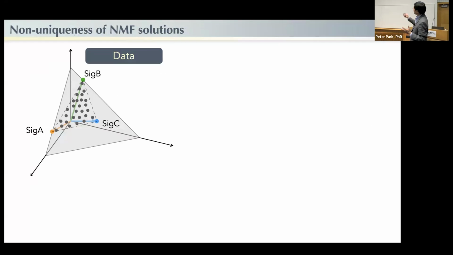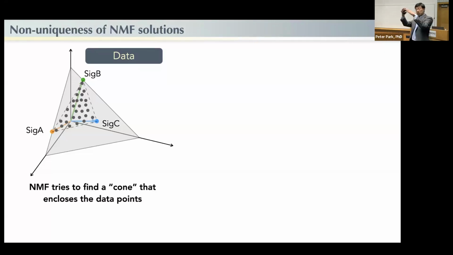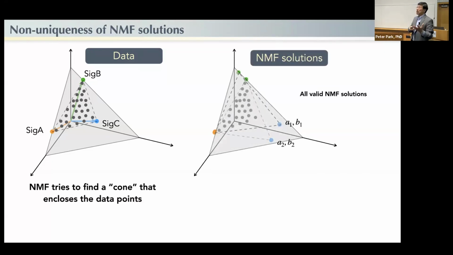The data that we get is, suppose you have 3 different signatures going on in your sample, and whatever observations that you make would be some combination of those signatures. So we represent that in some n-dimensional space like this, okay? And my matrix factorization is trying to find some cone that encloses this, right? If you were given what these signatures are, this is the data that you generate, but you don't actually know what those signatures A, B, C are. That's what you're trying to infer. And the matrix operation, you will try to solve this.